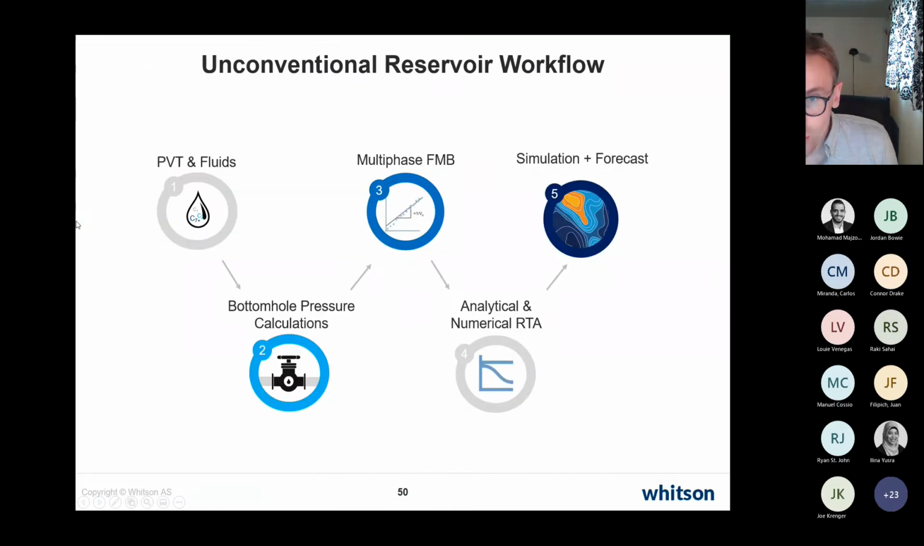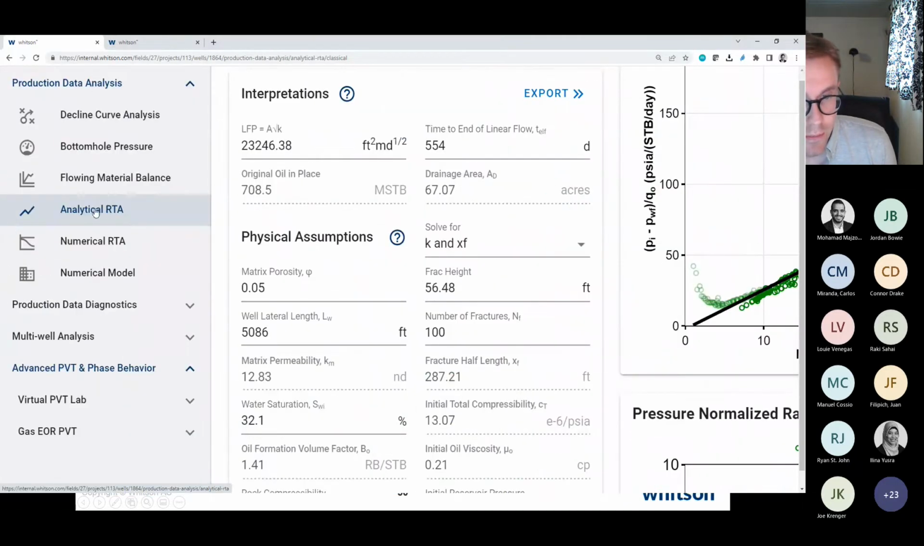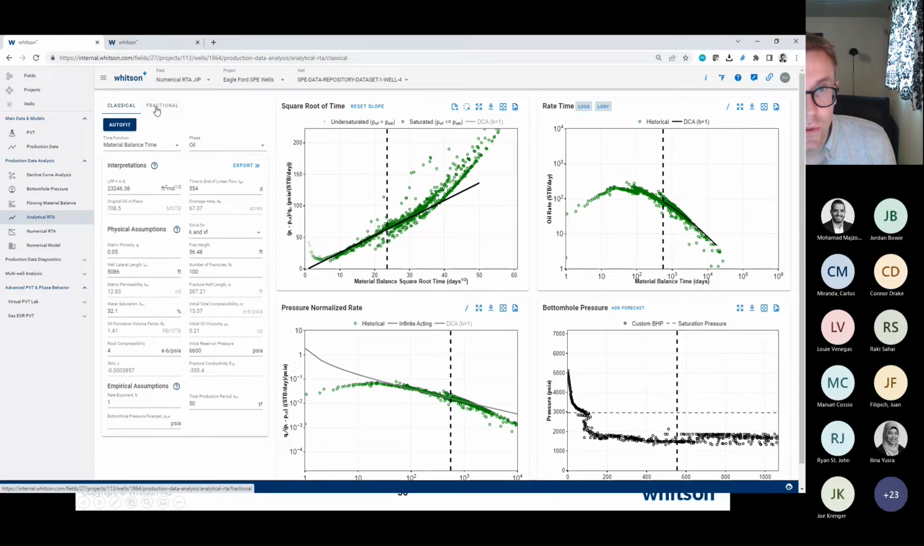When it comes to my third step, my analytical RTA and numerical RTA, that involves 2 steps. So you see here under analytical RTA, there are 2 different options, the classical and fractional RTA. The classical RTA is all the classical stuff we talked about before.